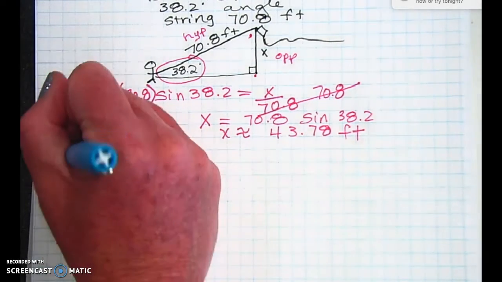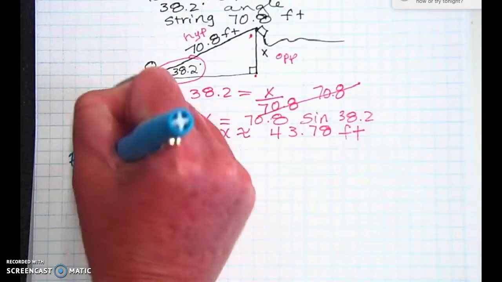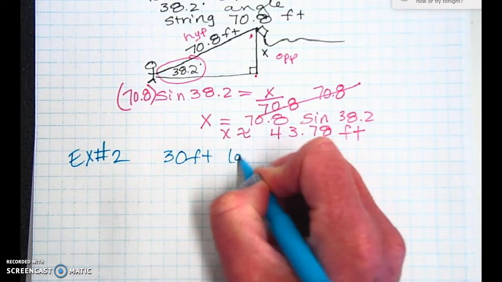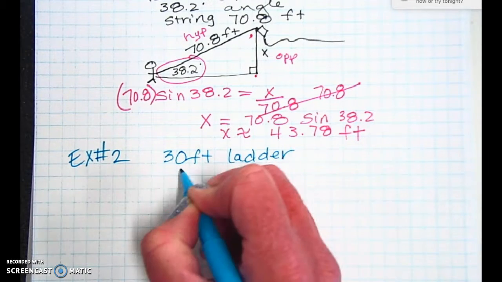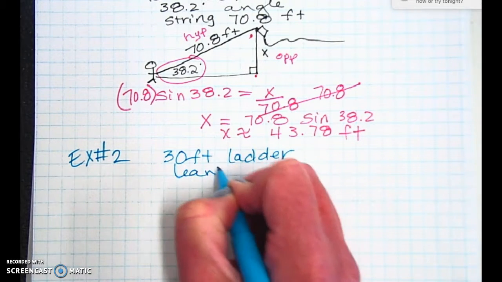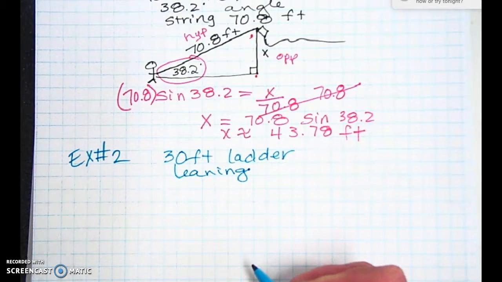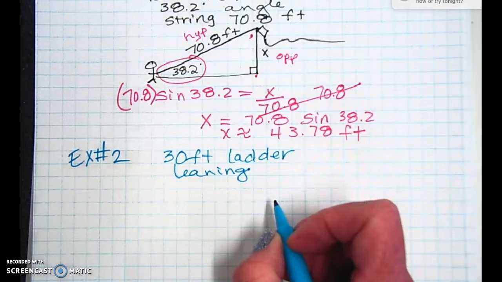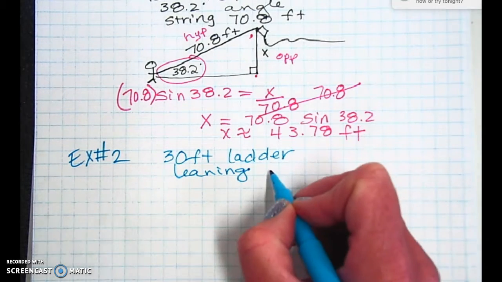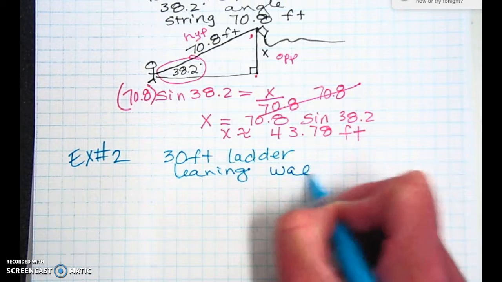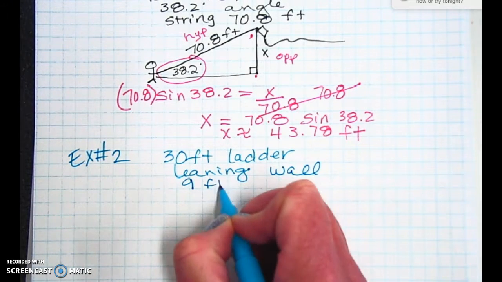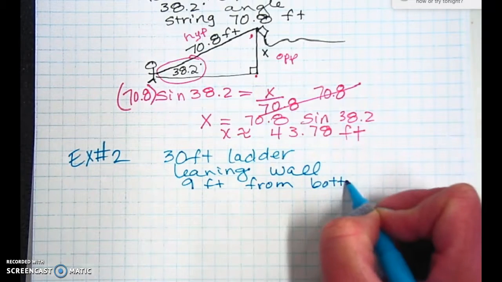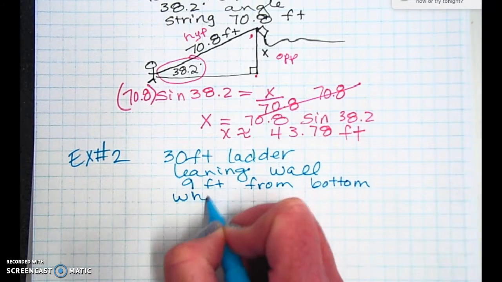All right, example number 2. We've got a 30-foot ladder. It's leaning against the wall, and it's 9 feet from the bottom of the wall. What is the angle of elevation?